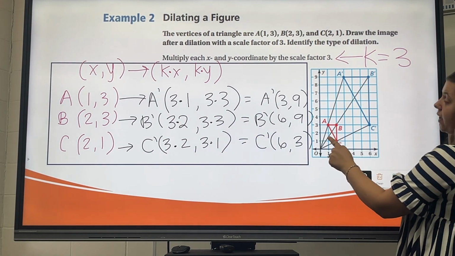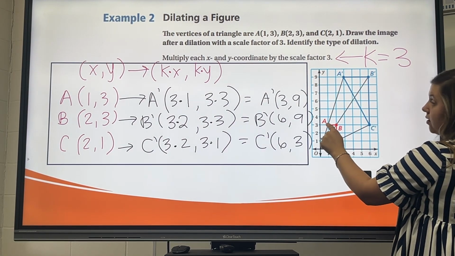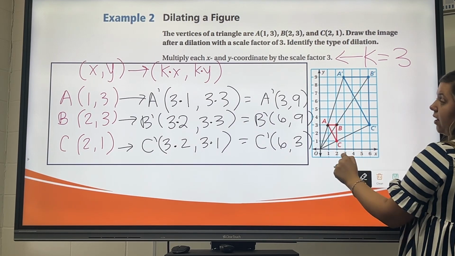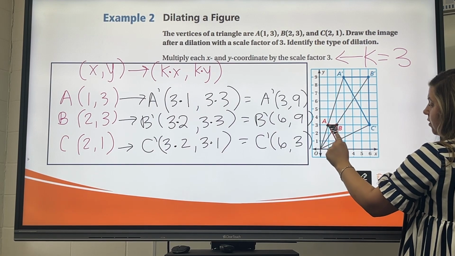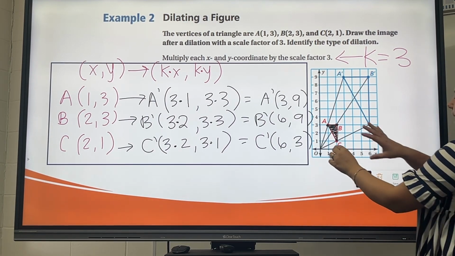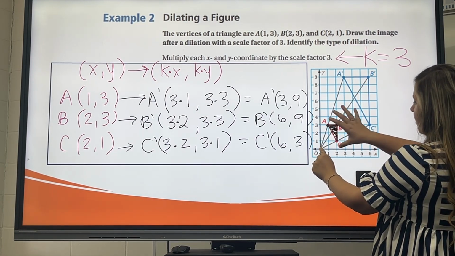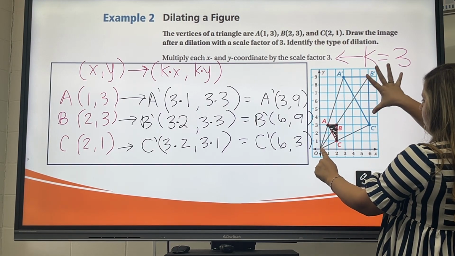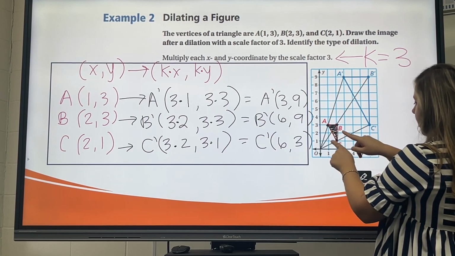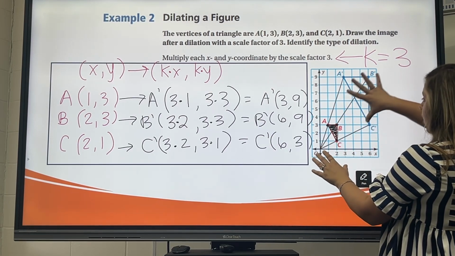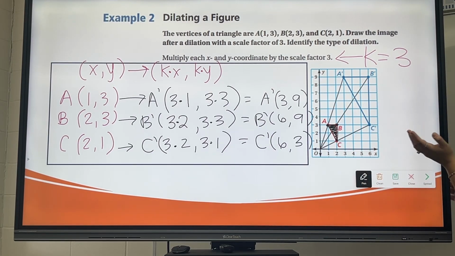So the original points: 1, 3, 2, 3, and 3, 1. Here's the original shape. They are going to get dilated. So we're starting here, and it's as if we are growing from that center point right here. I'm not sliding it this way or sliding it downwards. I'm starting here, and I'm just enlarging it in this direction. Okay, and I did just say enlarge.